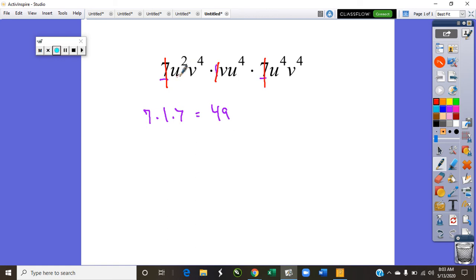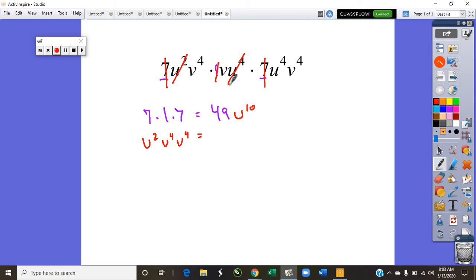I'll cross these out. Now, I have a u to the second, and I have a u to the fourth. I'm not worried about this v right now. I have another u to the fourth. Now, remember, when I have that same base of u, I'm going to add the exponents. So 2 plus 4 would give me 6, plus 4 would give me 10. So I have u to the 10th.